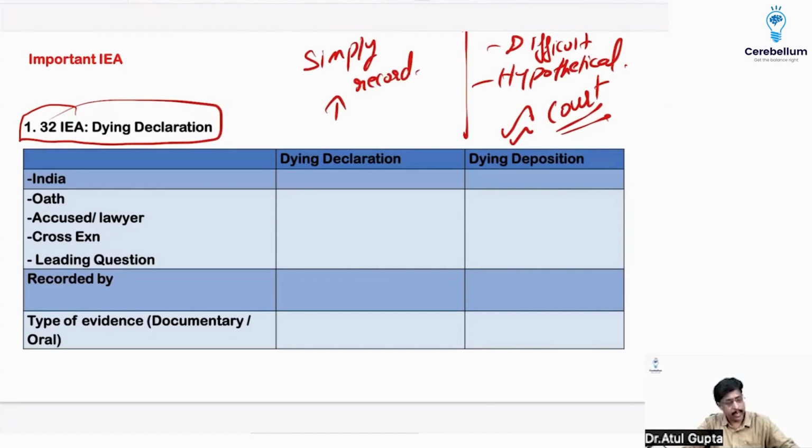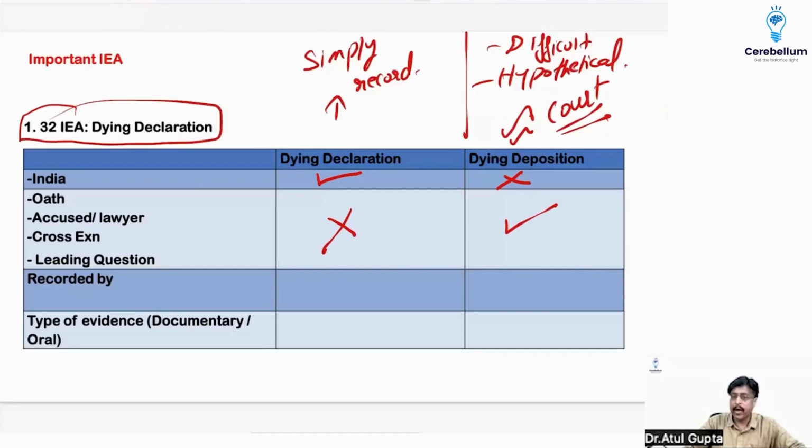So which one is followed in India? See, India is an emotional country. मरता हुआ आदमी कभी झूठ नहीं बोलता. Things like that. So in India, dying declaration is followed, not dying deposition. Oath, presence of accused, cross-examination, leading questions: these are part of dying deposition.